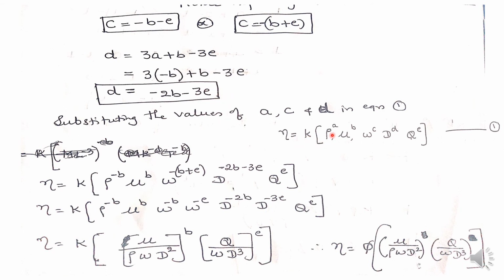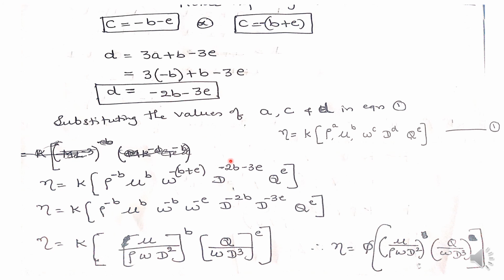Efficiency is equal to K, rho to the power minus B, that is rho to the power A, where the value of A is minus B only, viscosity to the power B, because we are expressing A, C and D in terms of B and E only. Viscosity B we have kept as it is. Angular velocity, that is C, is minus (B plus E), and this value I have substituted here. D we have expressed in terms of B and E, that is D to the power minus 2B minus 3E. Q to the power E as it is.